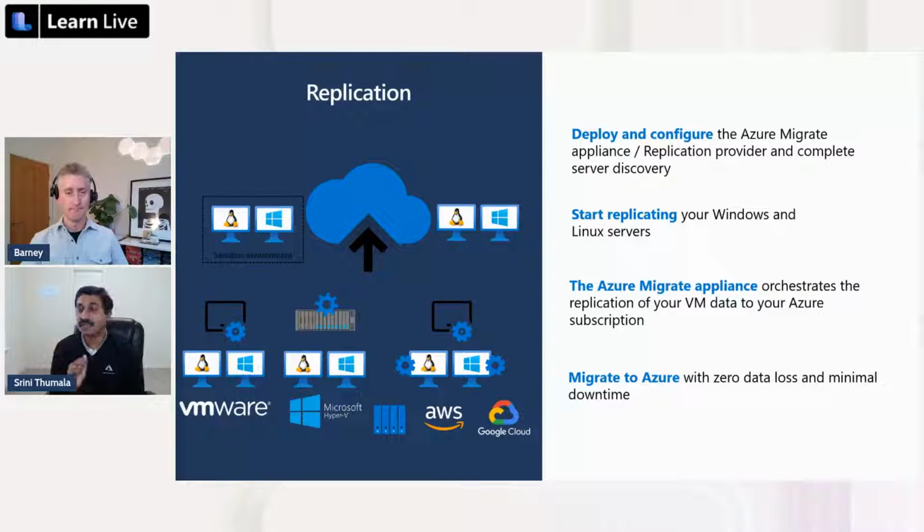And what are we replicating? We can replicate Windows and Linux servers. And the Azure Migrate service in Azure will do all the orchestration when it comes to taking an image of your source environment and copying that into Azure. Whenever you're doing a test deployment for testing this application in Azure, that orchestration is done by the Azure Migrate appliance, and the cutover is also done by the Azure Migrate appliance.